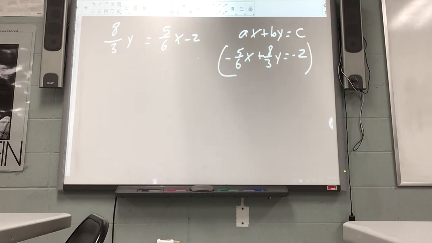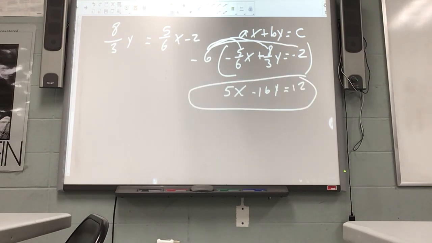I think I can multiply it all by negative 6, because 3 and 6 will both go into 6, right? So negative 6 times 5/6, the 6s just cancel out, so I'll have 5x. Then here, and you can type these fractions in your calculator if you don't trust my fraction magic, this will be negative 16y, because the 6/3 reduces to 2, so 8 times 2 is 16. And then that will equal positive 12. So that would be your answer for that one.